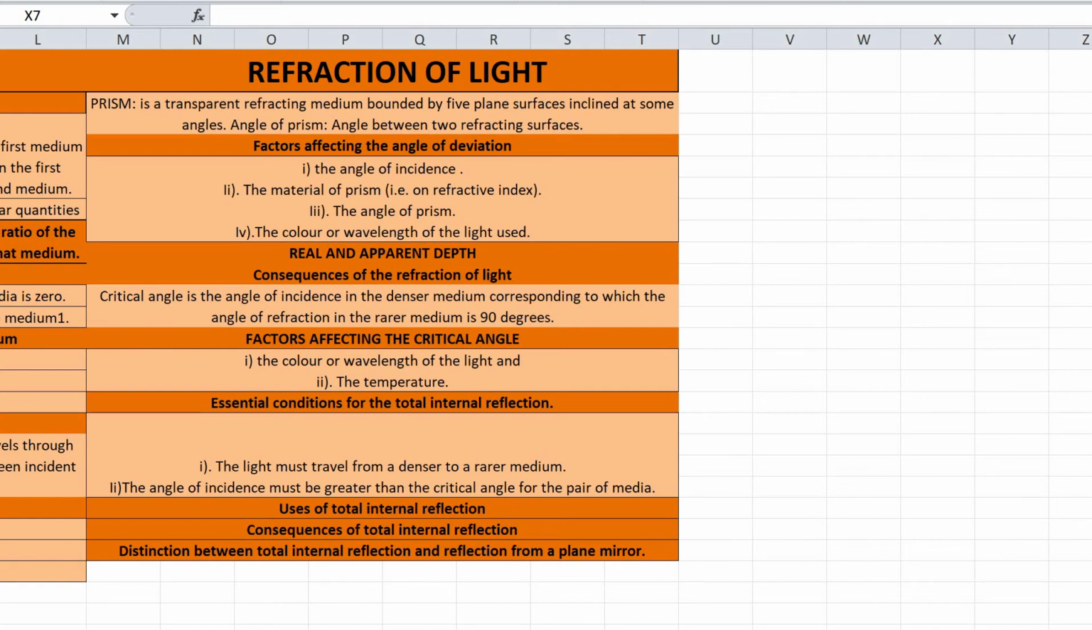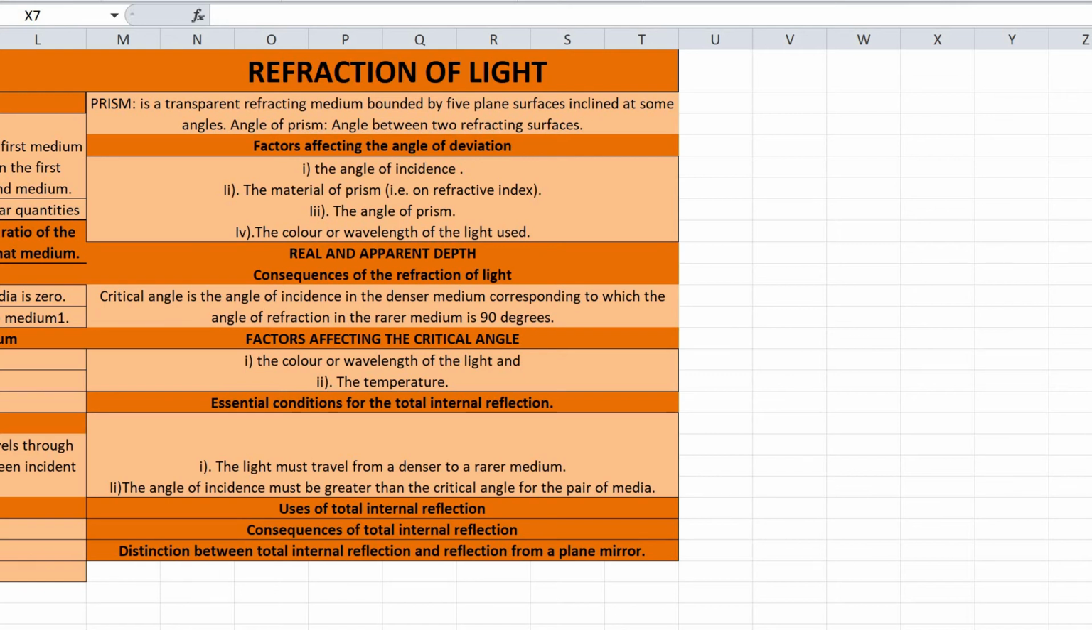Now we have the effects of color of light with respect to this. The refractive index of a transparent medium is most for violet light and least for red light. Therefore, the critical angle for a pair of media is least for the violet light and most for the red light. Thus, the critical angle increases with the increase in the wavelength of the light.